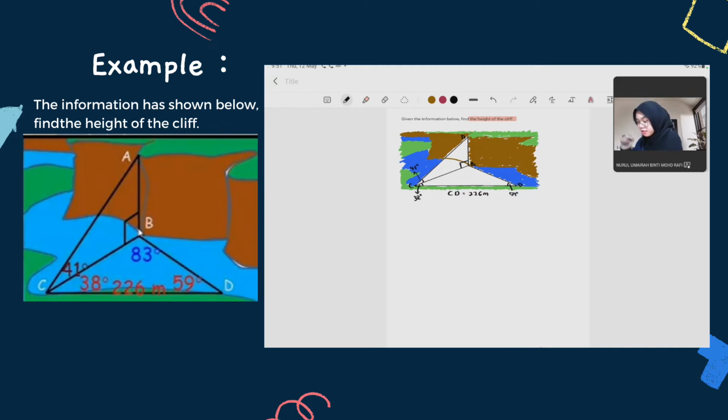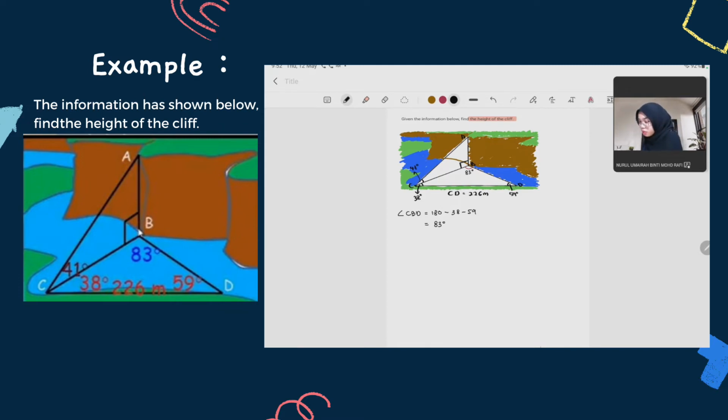So this is an example of a question. The question is, given the information below, find the height of the cliff. So the height of the cliff is AB. First things first, we need to find the angle of B. We know that the angles of a triangle add up to 180, so CBD equals 180 minus 38 minus 59. So we get 83 degrees. So here B is 83 degrees.